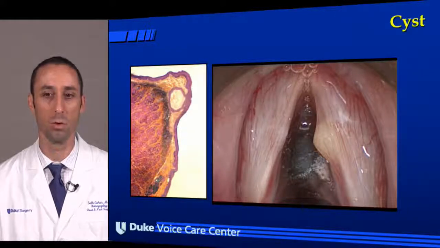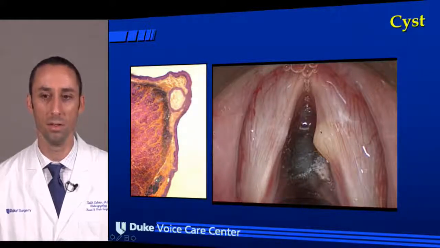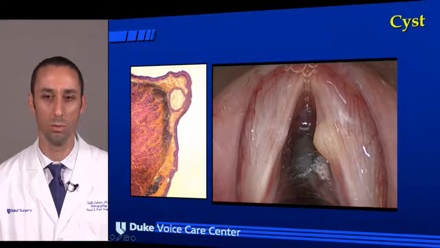This is an example of a vocal fold cyst. You can see this bulge here, and you can see this sort of yellowish hue around this lesion. What you can't appreciate is how deep this lesion goes into the vocal fold here. It does not end here. Typically these lesions extend all the way down to the vocal ligament.